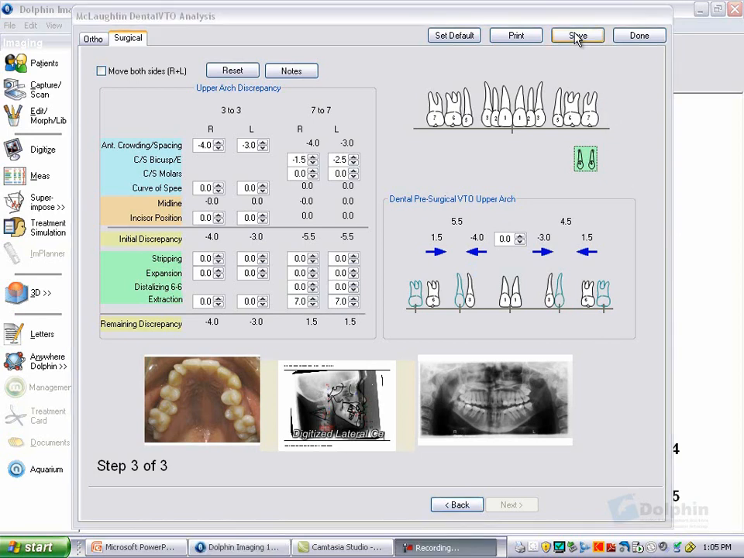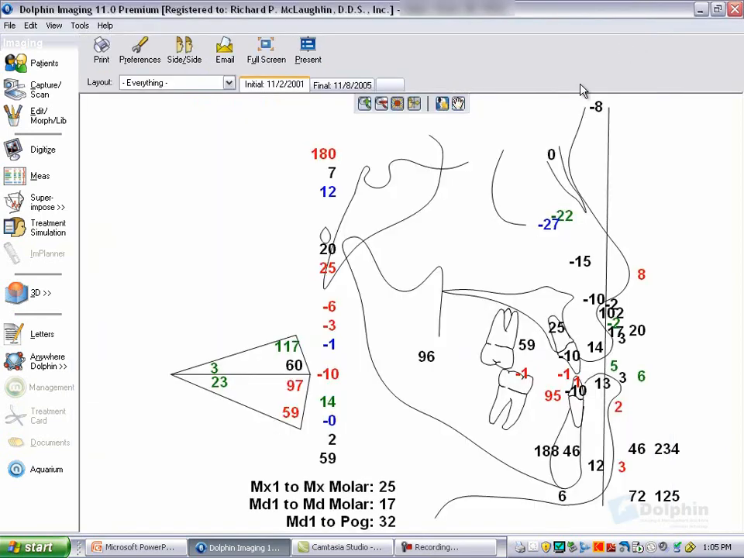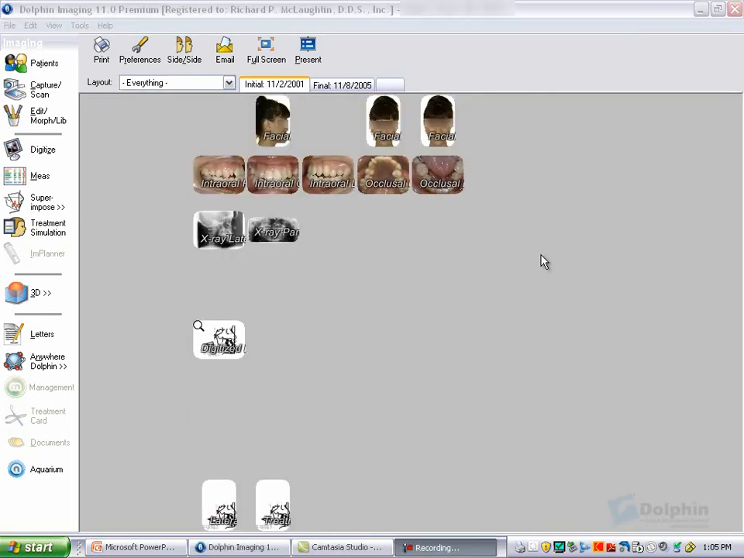So now we can save this information, hitting the Save button, and then we can say Done, and it'll take us out of the VTO and back into the main screen. So now we return to the main screen, and we then begin her treatment. Upper bicuspids, as we said, were extracted. The case was level and aligned, and then a surgical maxillary advancement was carried out along with a mandibular setback. So now we can go back to PowerPoint and take a closer look at her final pictures.